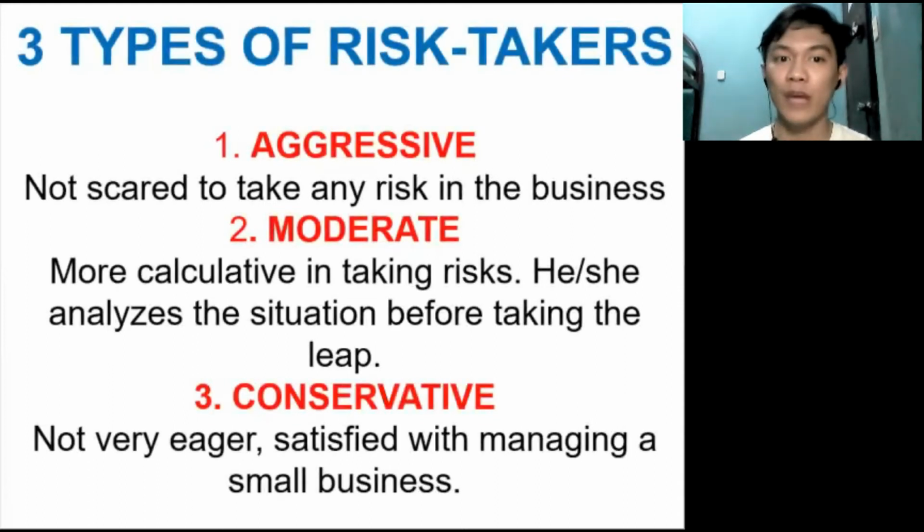So we have three types of risk takers na tinatawag. First is aggressive, moderate, and conservative. So what is aggressive? Not scared to take any risk in the business. Siya yung parang hindi takot na tanggapin yung mga risk when it comes to their business. Okay? Second one is moderate. Okay? More calculative in taking risk. He or she analyzes a situation before taking the leap. So, dito, nagkakaroon siya muna ng decision making before he or she accepts or faces the risk. Okay? That is for moderate.